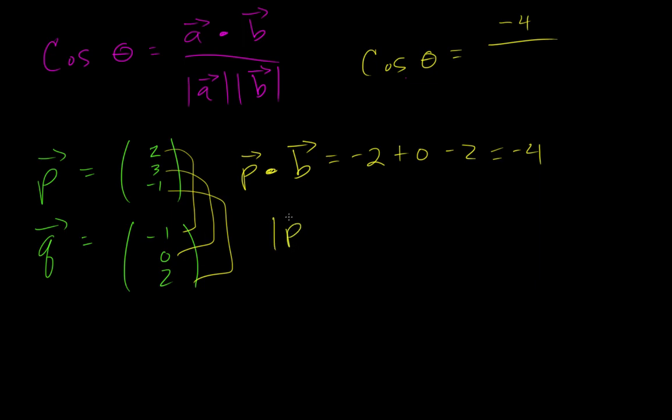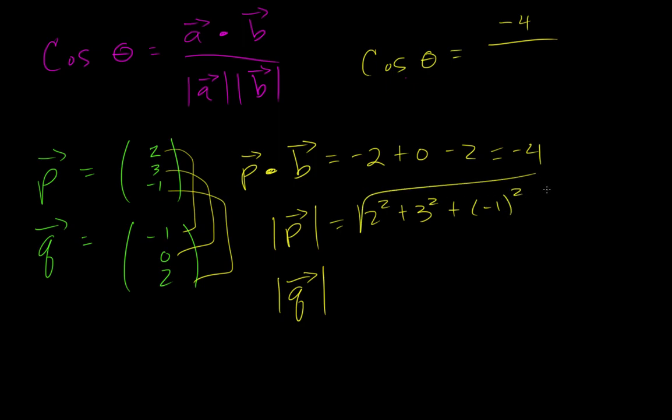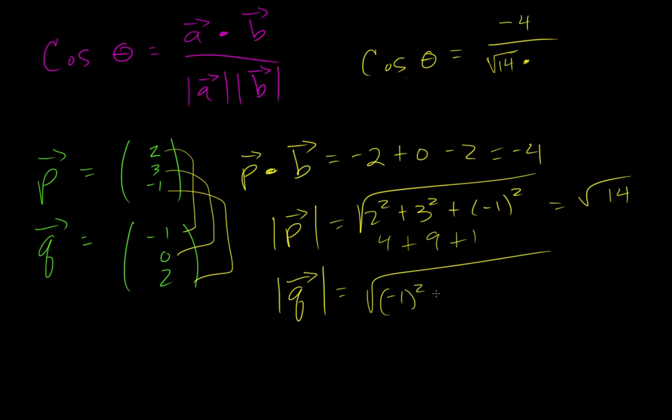Now we need to find the magnitude of P and the magnitude of Q. So the magnitude of P is 2 squared plus 3 squared plus negative 1 squared, all under a square root. That's 4 plus 9 plus 1, which is the square root of 14. So that goes right here. And then Q is negative 1 squared plus 0 squared plus 2 squared, which is 1 plus 4, which is the square root of 5.